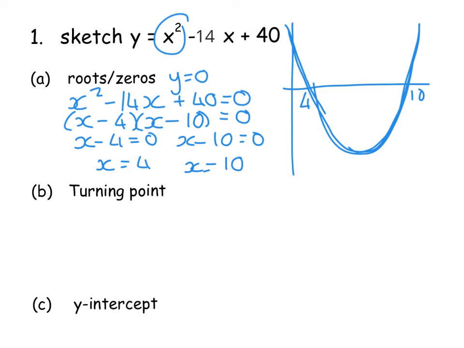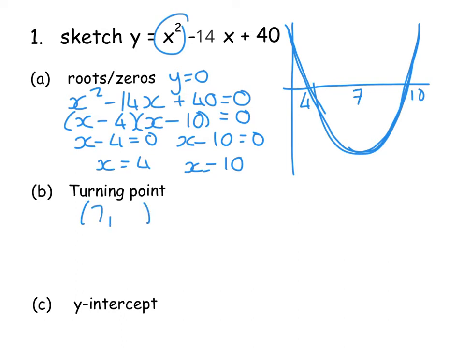Okay, next thing I need to do is my turning point. Your turning point happens bang in the middle of 4 and 10. Now, there are two ways of doing that. You can work out that 4 to 10 is a gap of 6, half of 6 is 3, so the middle is 3 away from each of them, which is 7. Or the other alternative is you do 4 plus 10 is 14, half of it also gives you 7. So I know my turning point is 7, something.